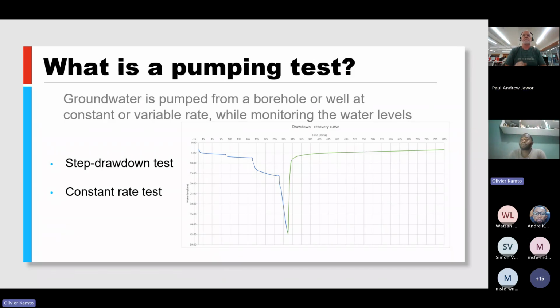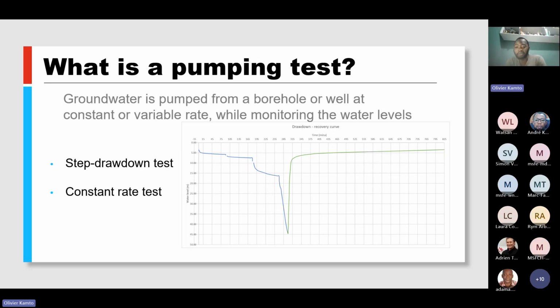Okay, I was saying we are going to focus here on mainly the step drawdown or the variable rate pumping test. The constant rate pumping test, we will not cover this, mainly because first it has to be done after having done the step drawdown test, but also because it needs to be done over a longer period of time, sometimes exceeding 24 to 72 hours.